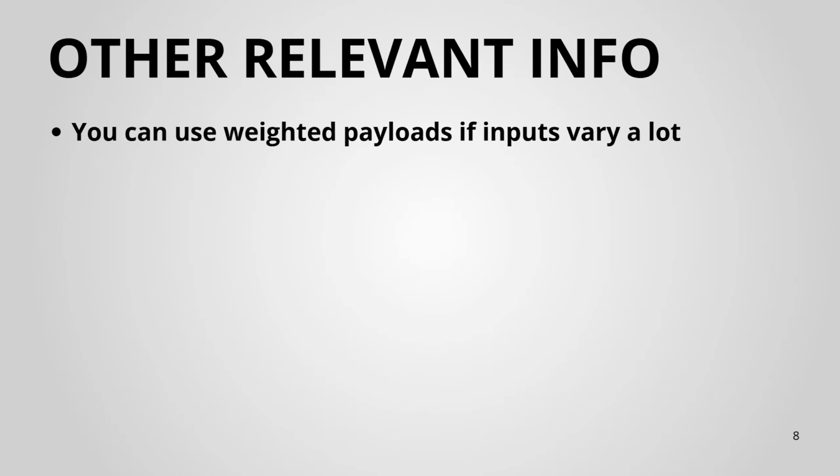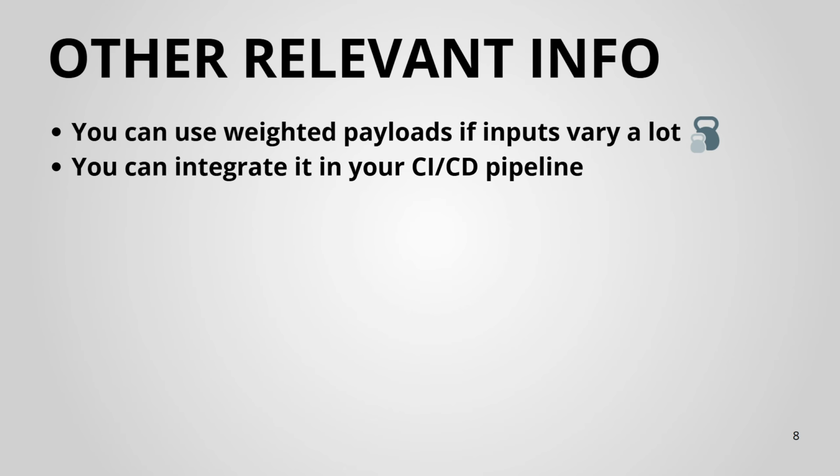Here are a few important things to keep in mind. If your payload varies, you can set up weighted payloads to make sure you're testing with different kinds of input. This helps simulate real-world traffic and improves the accuracy of your tuning. If you're constantly updating your Lambda functions, it can be useful to integrate the tool with your CI/CD pipeline. Then you don't need to run the tuner every time you deploy a new change.